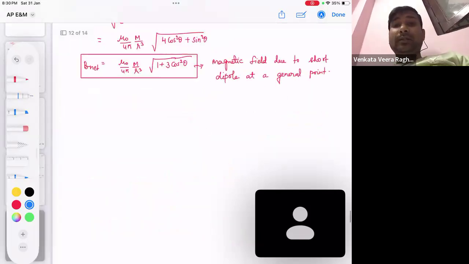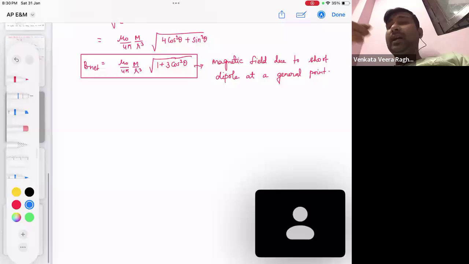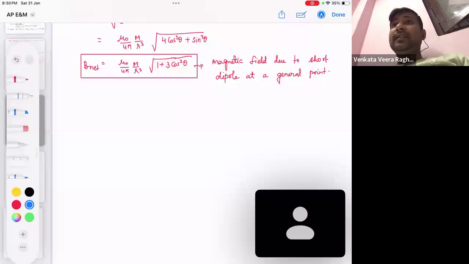Now, the different types of magnets. How do we decide what kind of material these are? Depending on the value of the permeability, mu, of a medium, we can decide whether a material is diamagnetic, paramagnetic, or ferromagnetic.